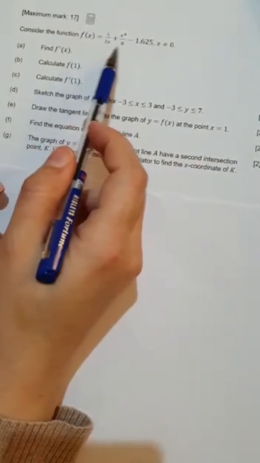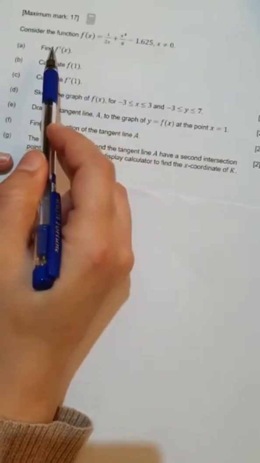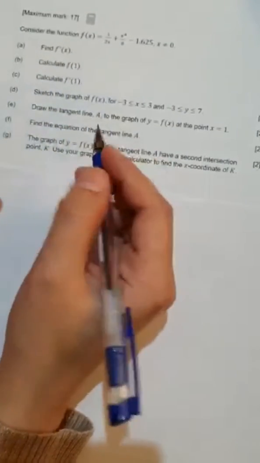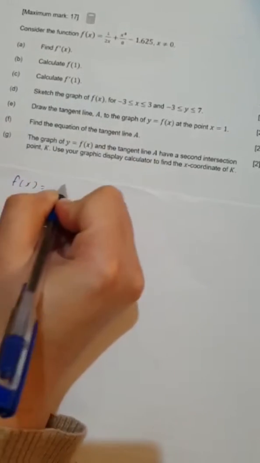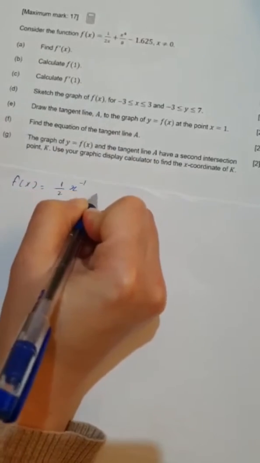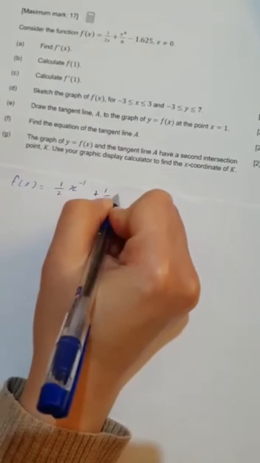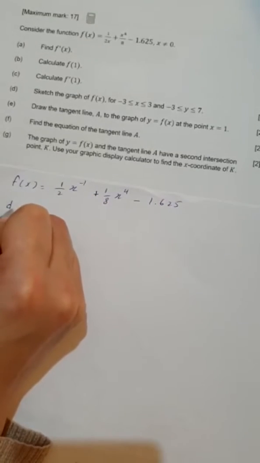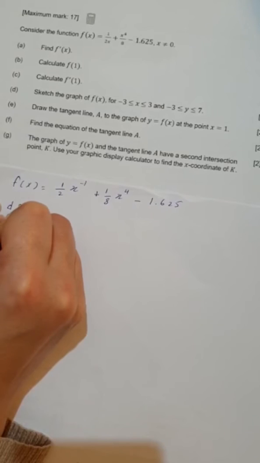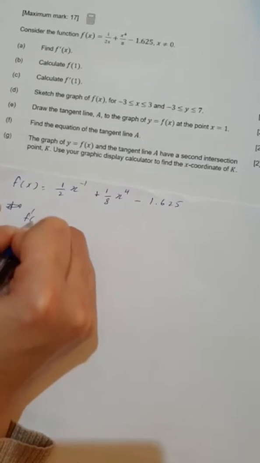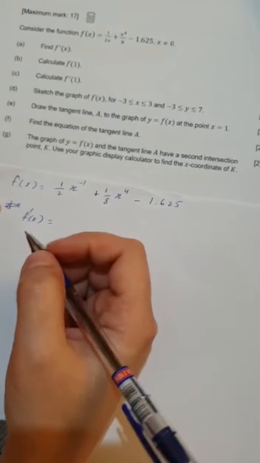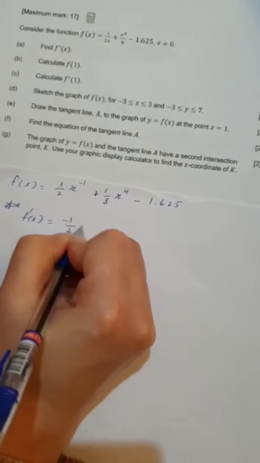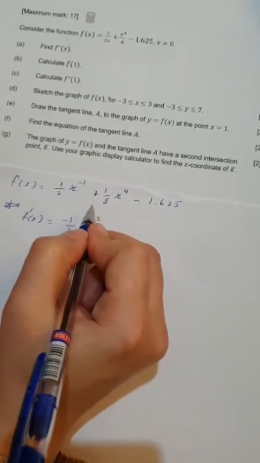Also, we have a function given here, and I want to find the derivative of this function. The easy way is just to bring x up. So I'm going to make f of x equal to half x to the power of negative 1 plus 1 over 8 x to the power of 4 minus 1.625. If I want to find the derivative of this function, I'm going to say dy over dx, or you can write it as f prime of this function. So I'll multiply negative 1 by 1 over 2, and it will become negative half x to the power of negative 2, because negative 1 minus 1 becomes negative 2.